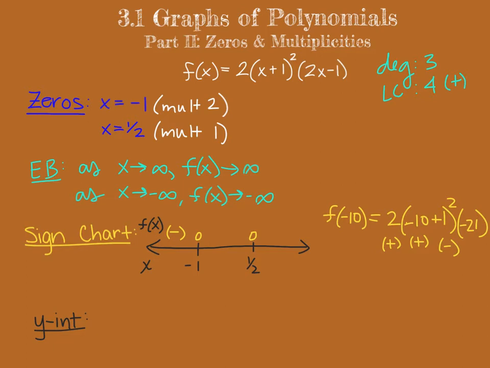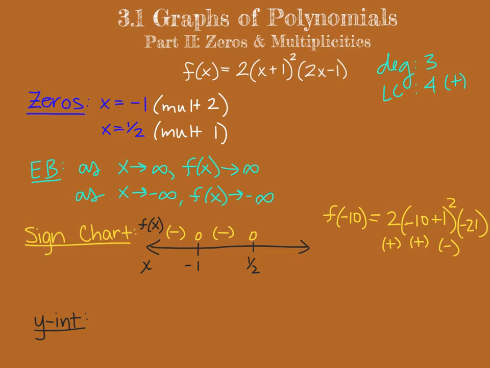The next thing we want to do is pick a number in between -1 and positive 1/2. The easiest number to plug in would be 0. 0 is in between these two values. So let's plug in 0, and I'm just going to do this in my head. This stays 2. If you plug a 0 in here, it doesn't matter what we plug in, it's always positive. So far we have a positive times a positive, and if we plug a 0 in here, negative. So a positive times a positive times a negative gives us a negative number.